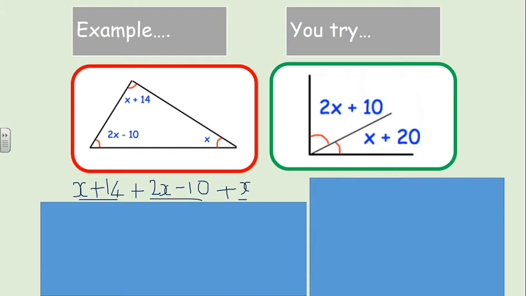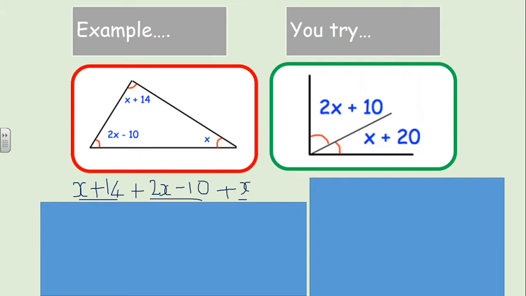Let's do another one then, and you can try one afterwards. So first step, write down what we know. So x plus 14, 2x minus 10, and an x. Those are the angles that we have. That's what we know so far. We've written them down. Let's group them then.